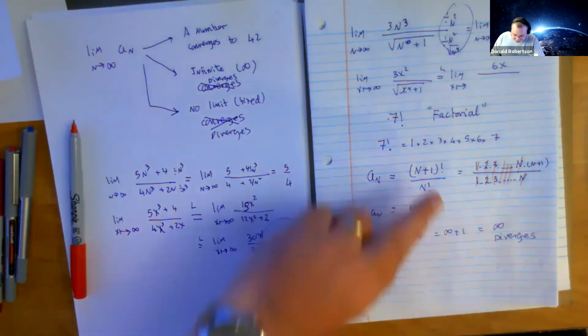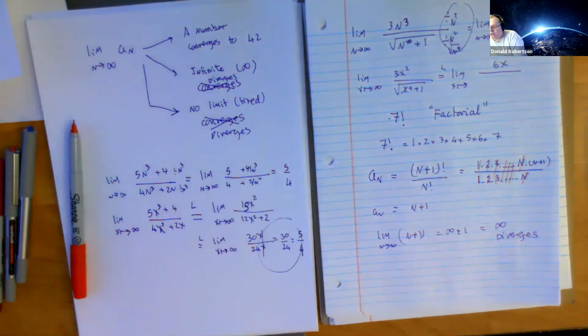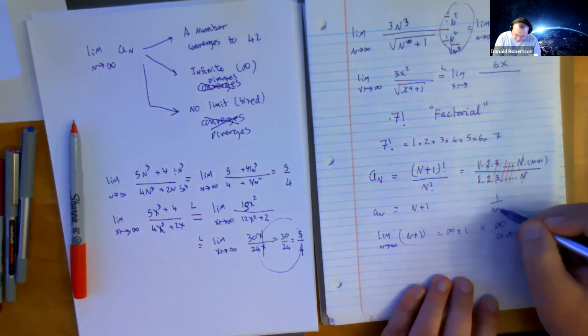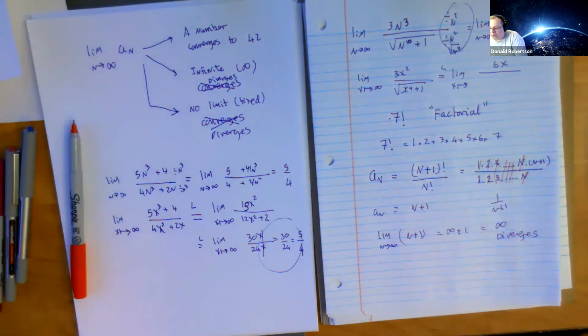Now, suppose I switch them around. Suppose I put the n factorial on the top and the n plus 1 factorial in the bottom. Can you see that the end result would have been that guy? And that would have had a limit of 0, and so it would converge. Exactly.